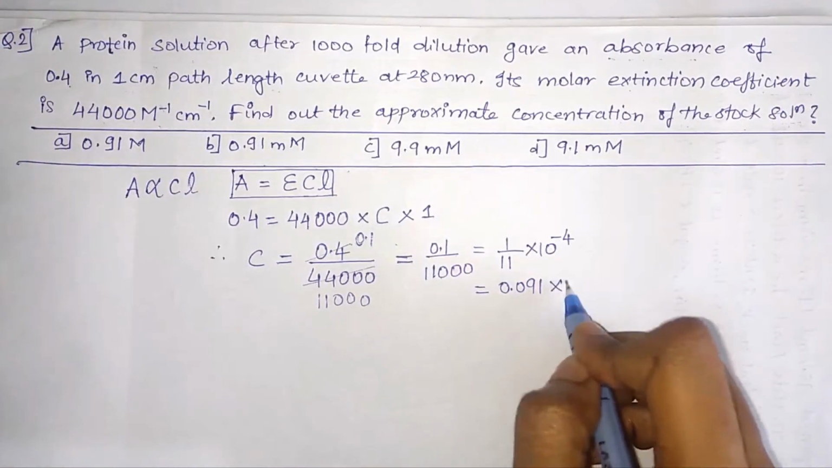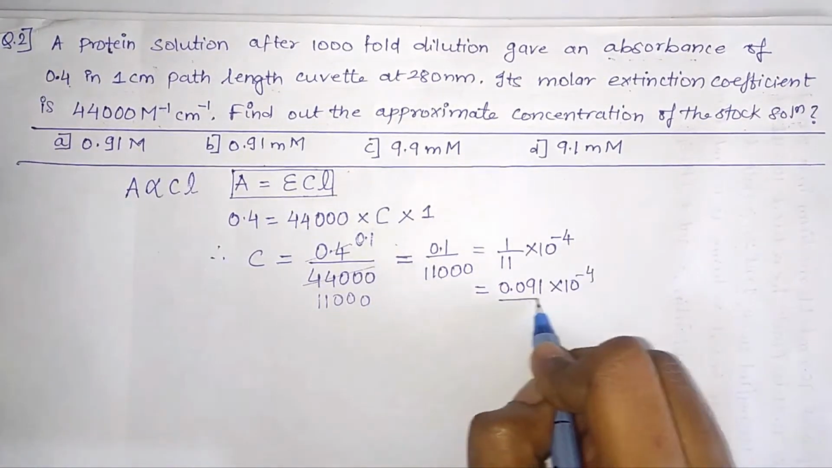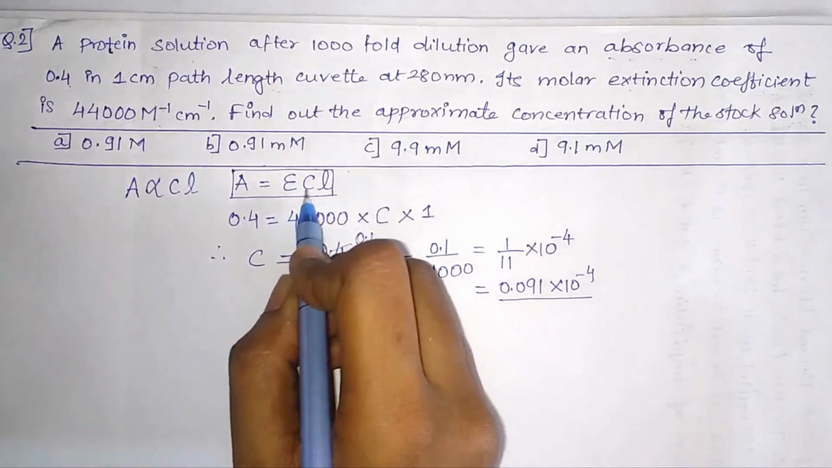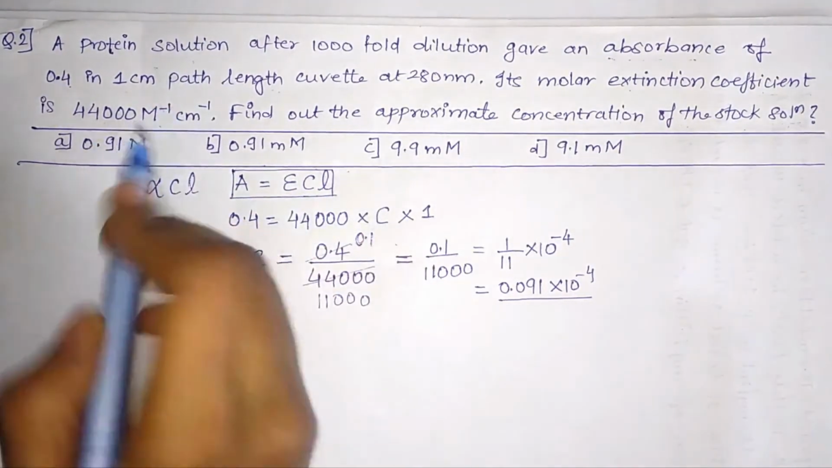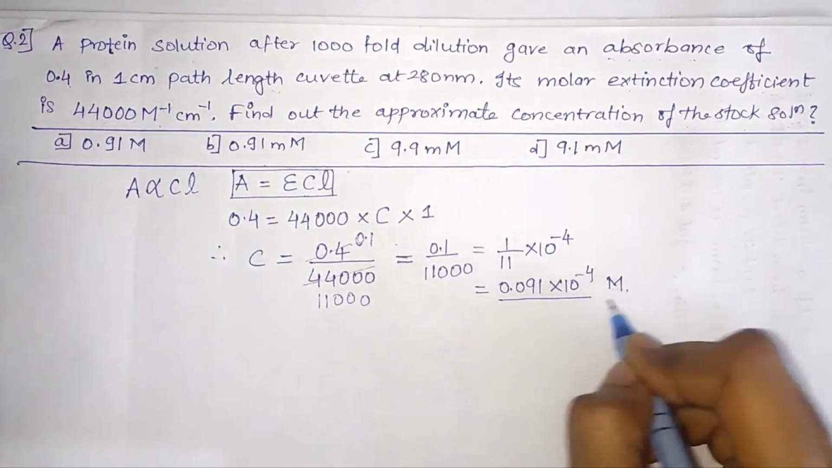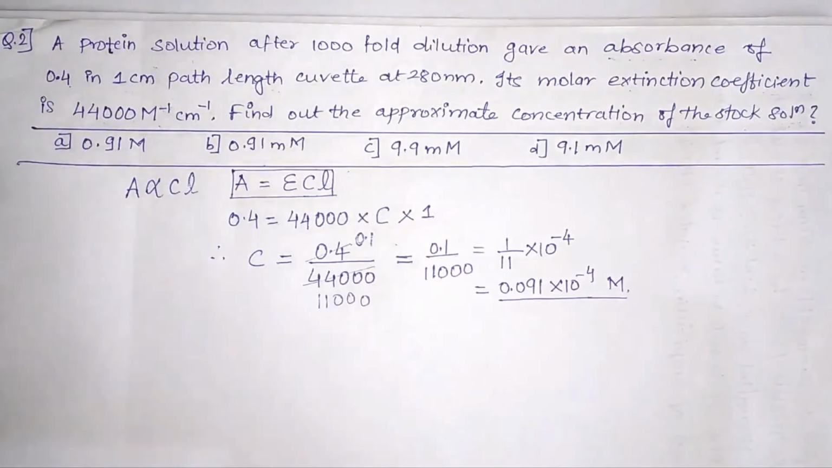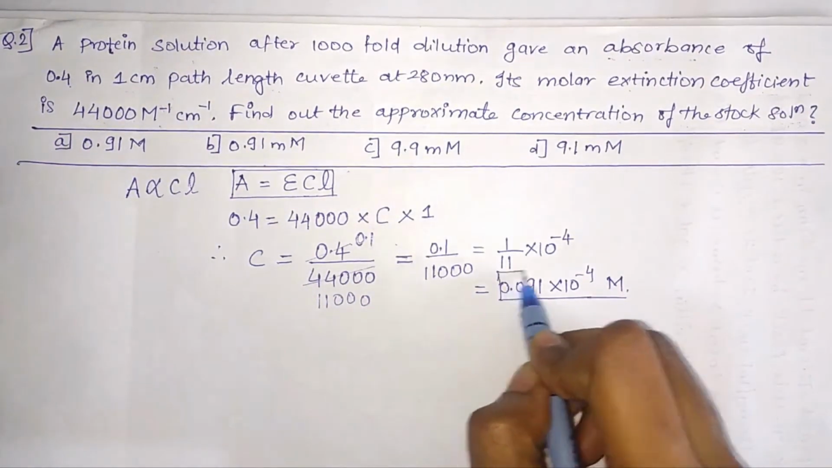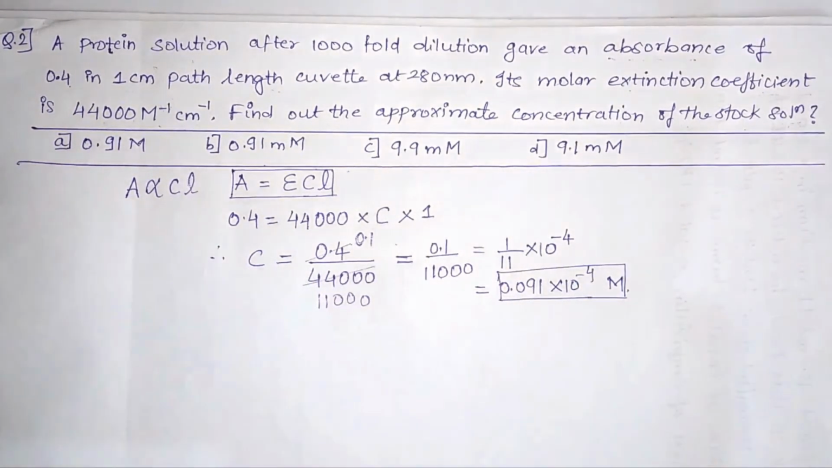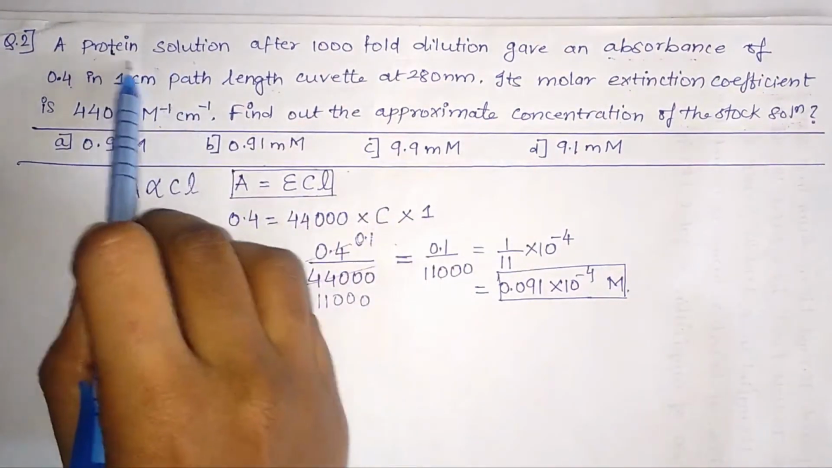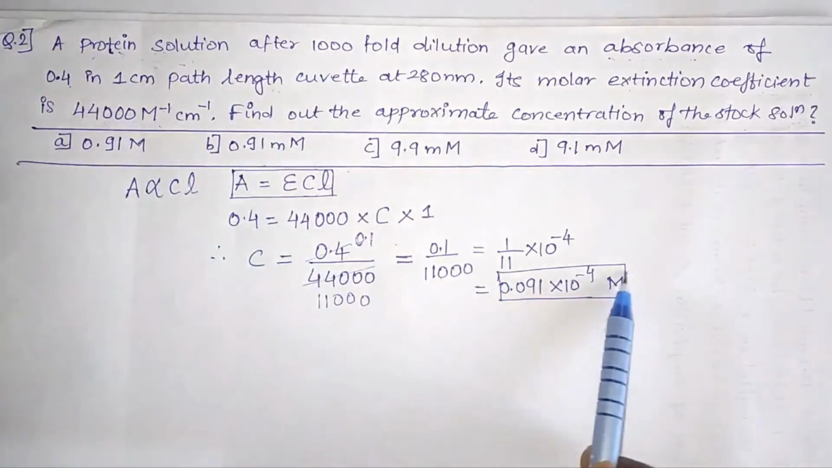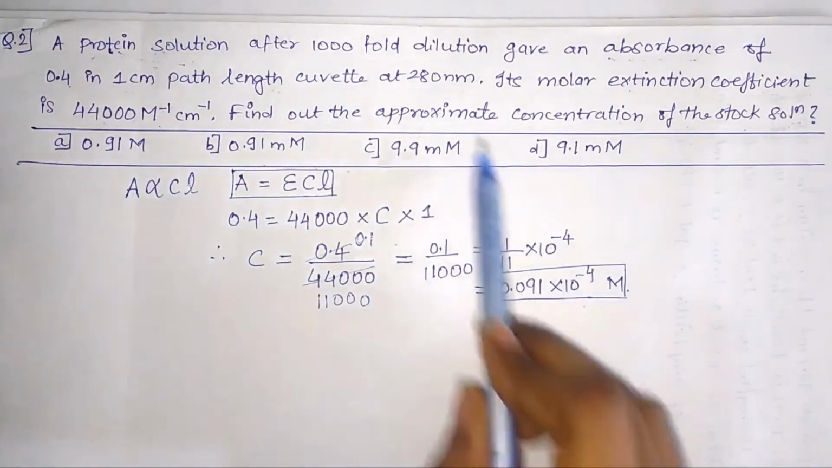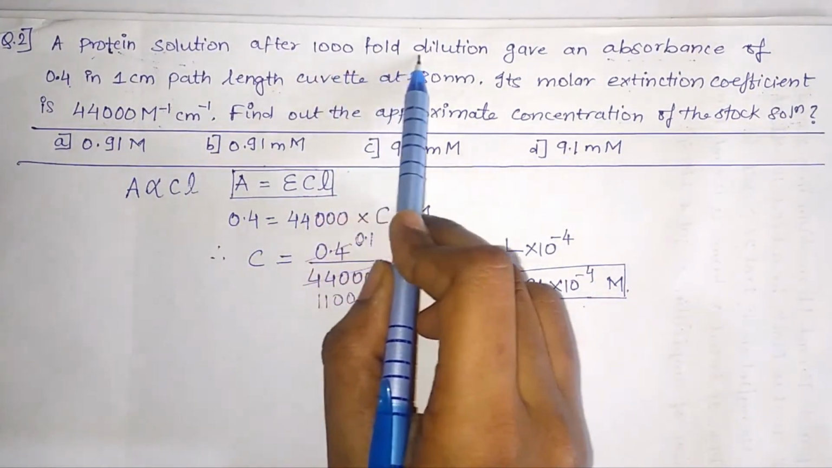0.091. So we have this particular value, and what will be the unit? Since we have a molar extinction coefficient, this unit will be in molars. So this is the concentration we have got. But now there is something else which is given in the question. It is given that this protein solution, for which we found the concentration, was originally 1000-fold diluted.